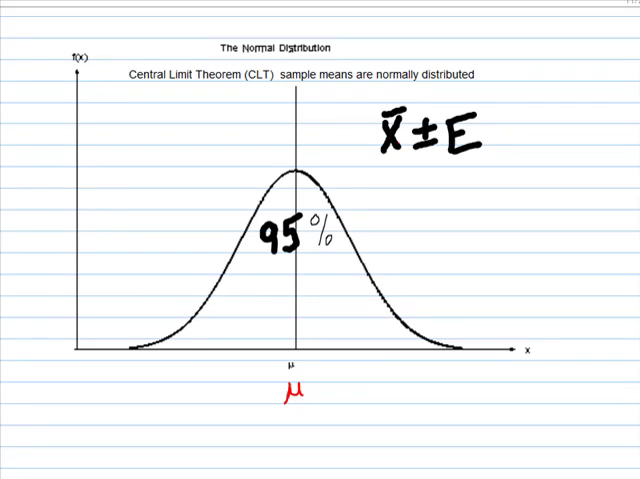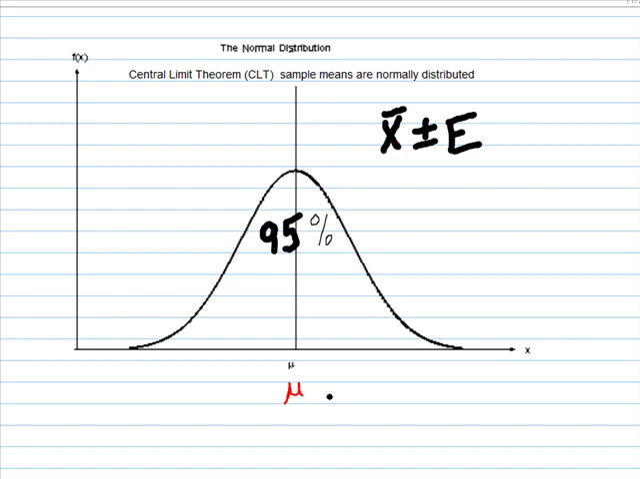Hi class, Professor Dave here, describing the logic of why we can be 95% confident that our 95% confidence interval contains the true mean. Well, we know from the central limit theorem that sample means are normally distributed.